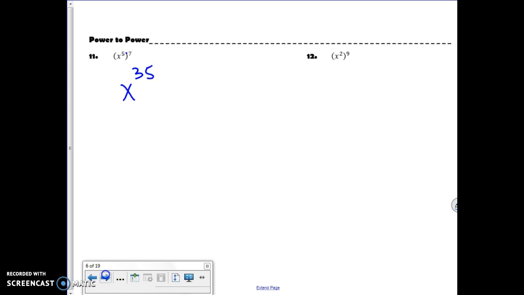We can't do that any other way. We are not adding the exponents together. We are multiplying them together. Same thing here. X to the 2 times 9 will give us x to the 18th. That's all that we are doing for those two examples.